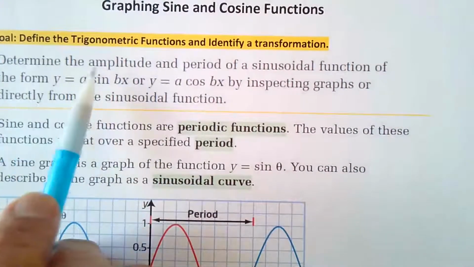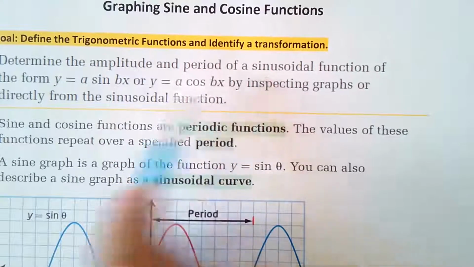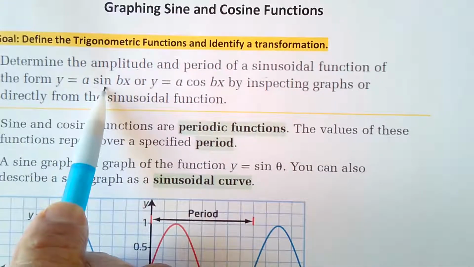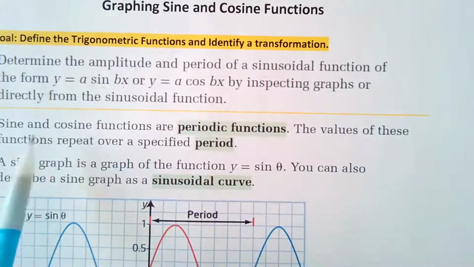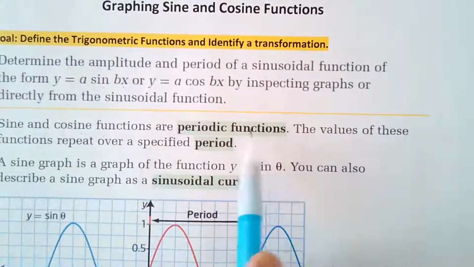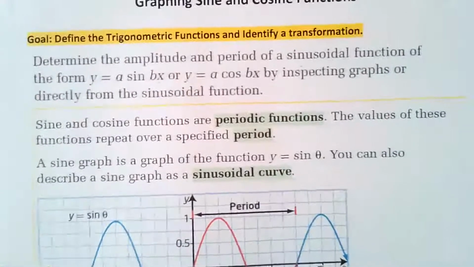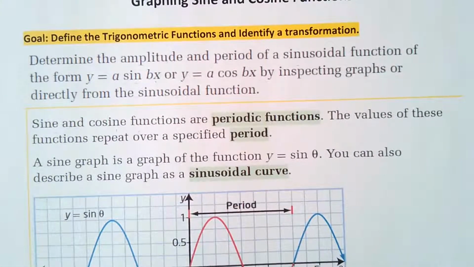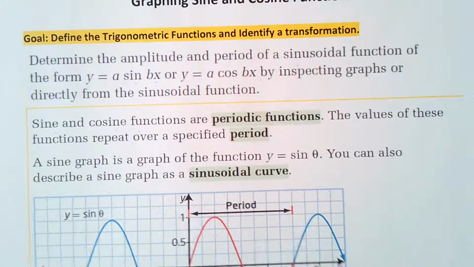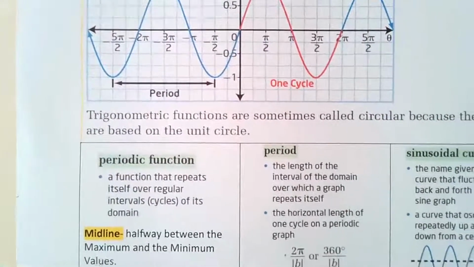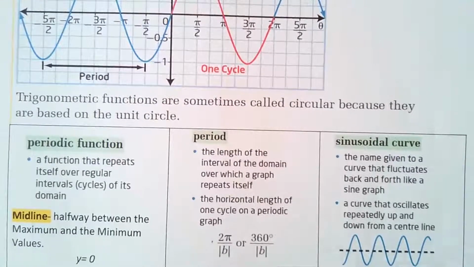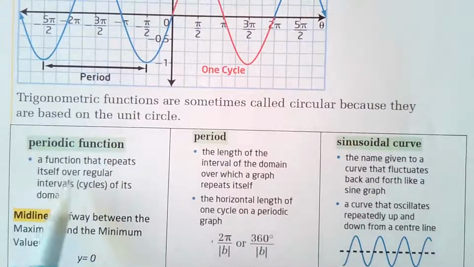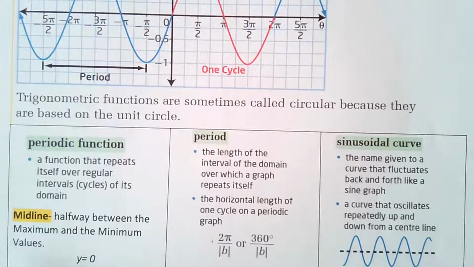Today we're going to look at the amplitude and period of sinusoidal functions of the form y equals a sine bx, or y equals a cos bx. Just remember, the sine and cosine functions are periodic functions. In other words, a periodic function is a function that repeats itself over a period of time. So let's look at some definitions here. A periodic function is a function that repeats itself over regular intervals or cycles.